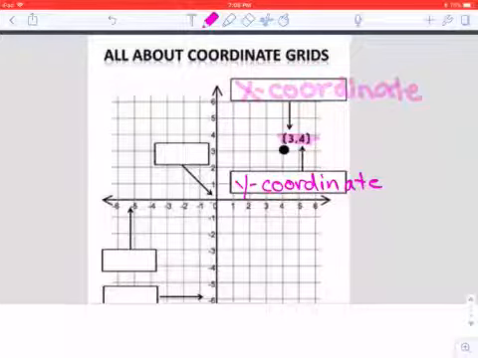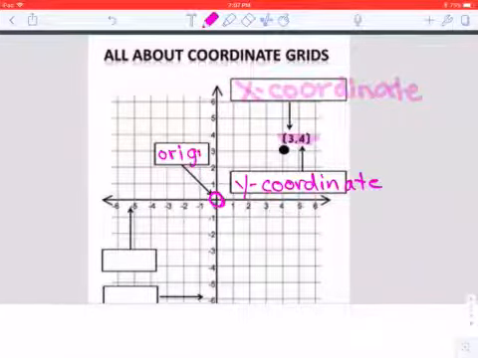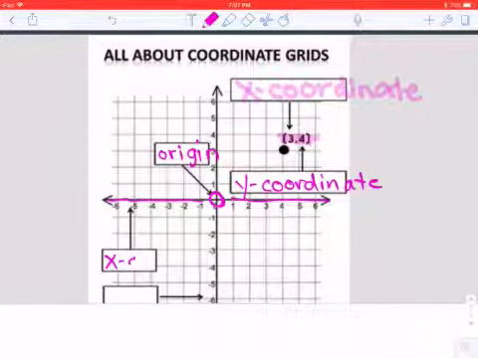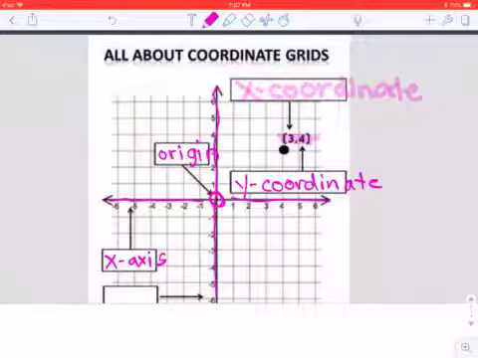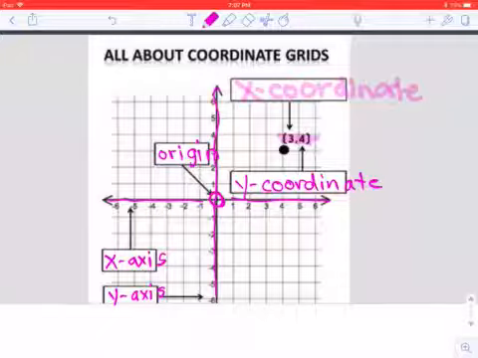Where we start whenever we graph an ordered pair is the origin. And we start with the x-axis, which is horizontal, that runs left to right. And then our second point is plotted on the y-axis, up and down, vertical. Now this is just a review, to jog your memory of the coordinate grid, the coordinate plane, and our vocabulary.